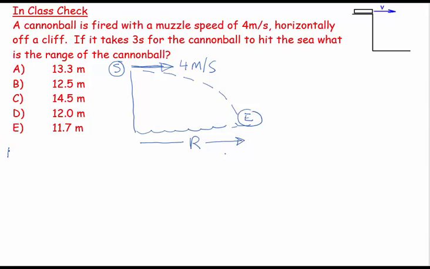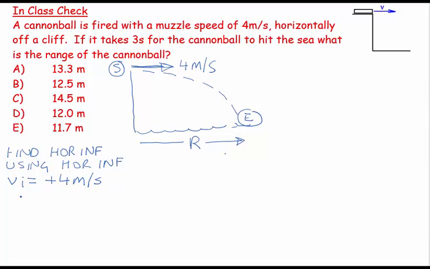I find horizontal information using horizontal information. It sounds obvious, but if you don't visualize it, it's easy to get things confused. So if I look at my diagram, my V initial at the start of my journey is equal to plus 4 meters per second. It's plus because it's moving to the right.